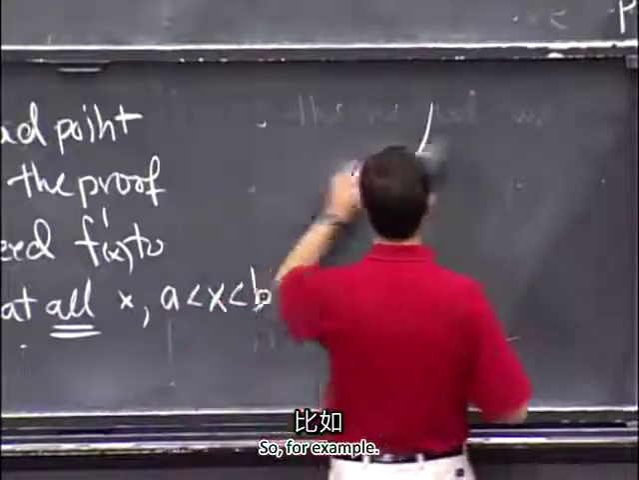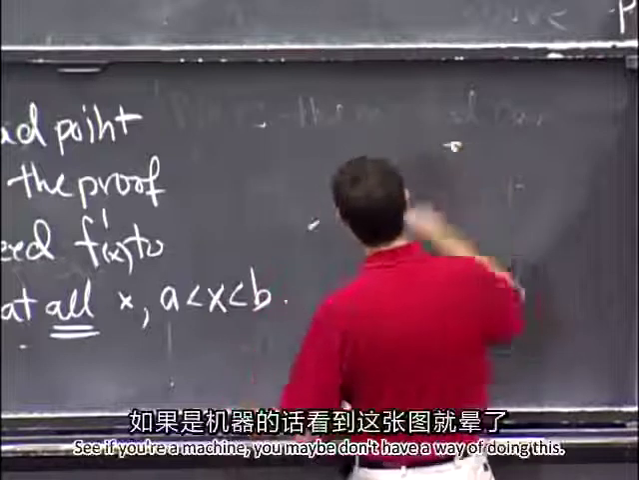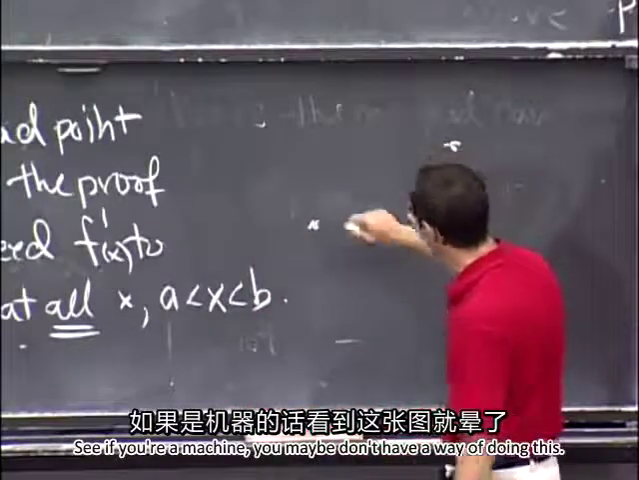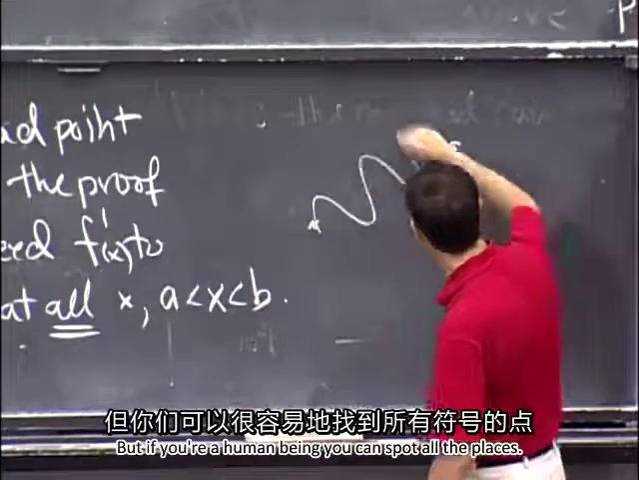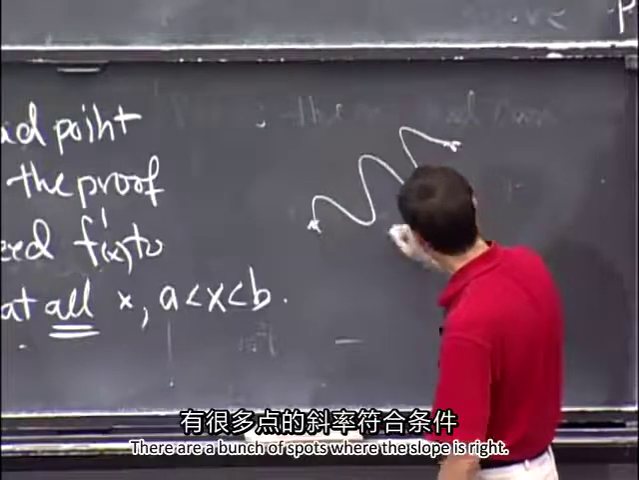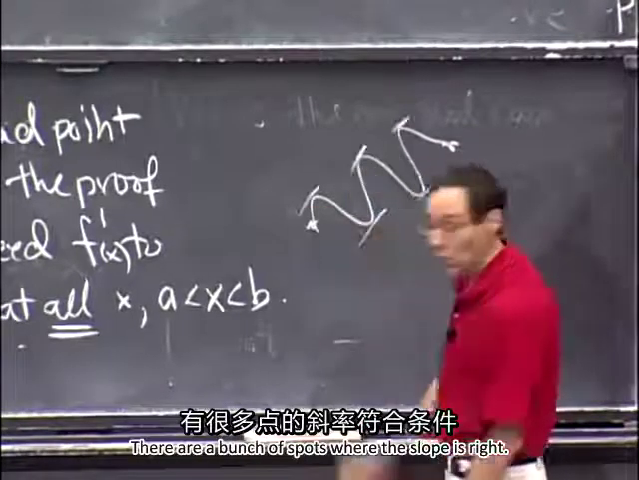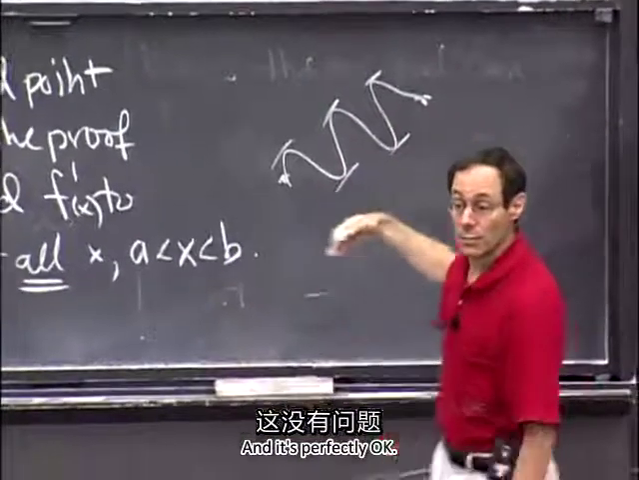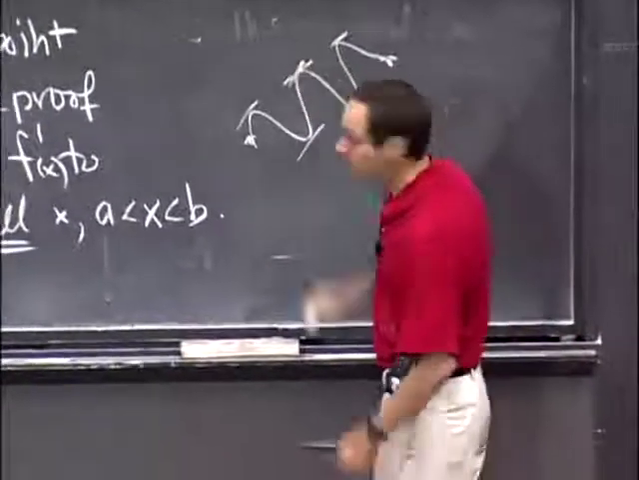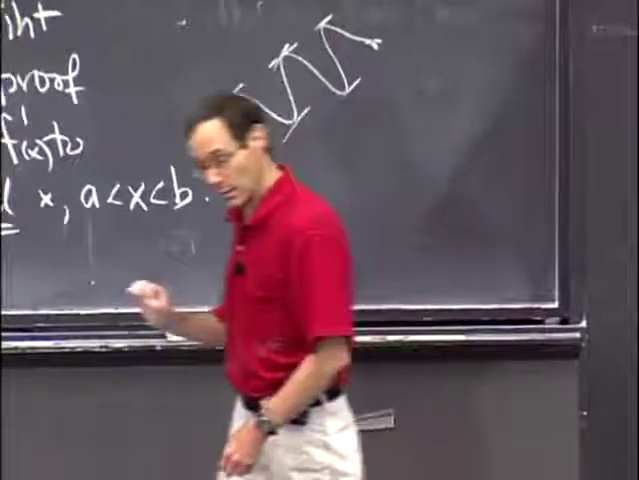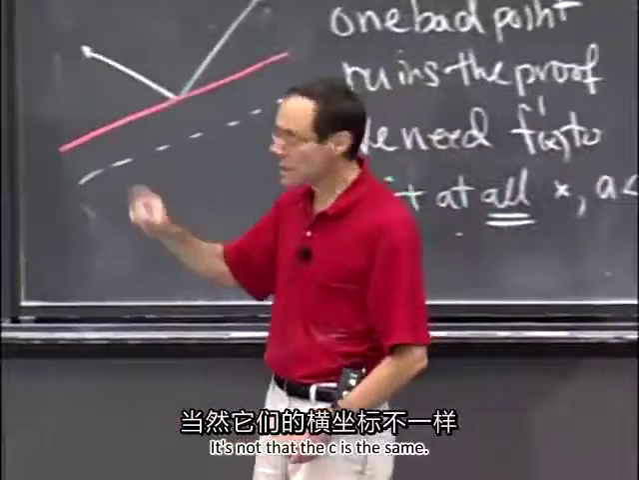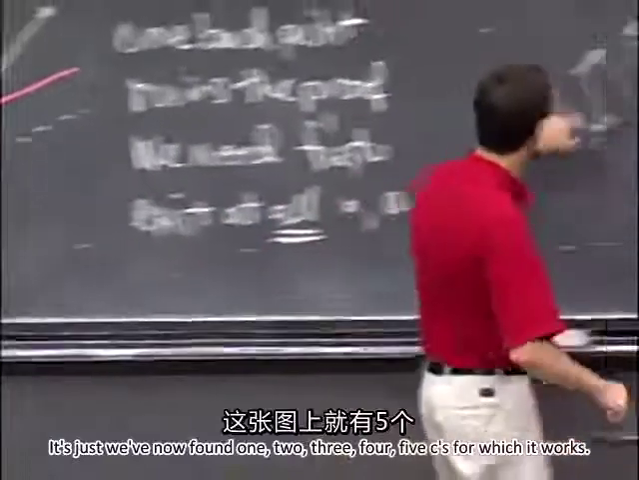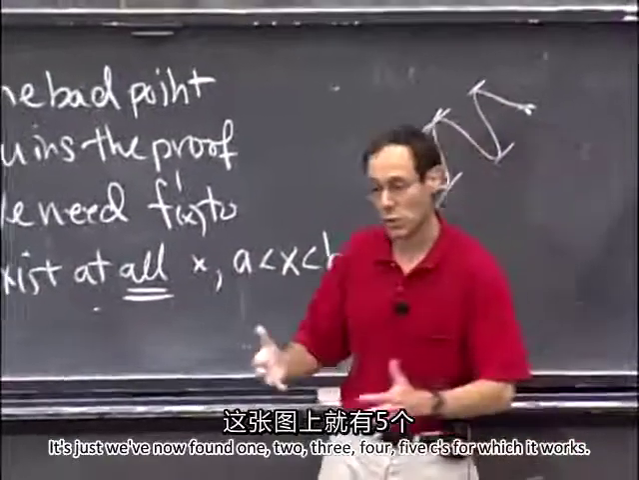So for example, see, if you're a machine, you maybe don't have a way of doing this, but if you're a human being, you can spot all the places, right? There are a bunch of spots where the slope is right. And it's perfectly okay. All of them work. So it can be from both ways and it's the same. It's not that the c is the same. It's just we've now found 1, 2, 3, 4, 5 c's for which it works.